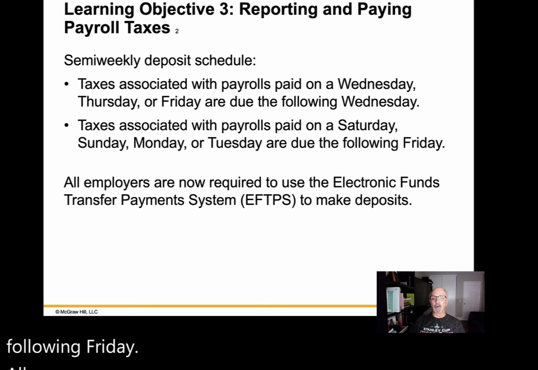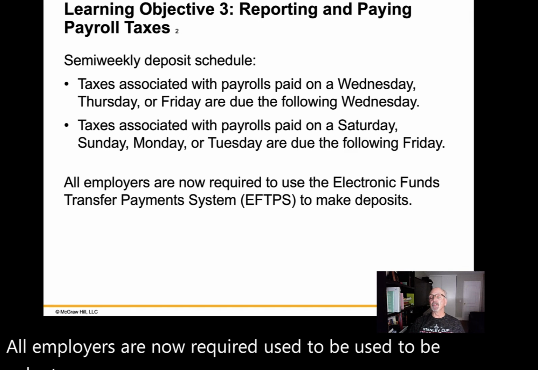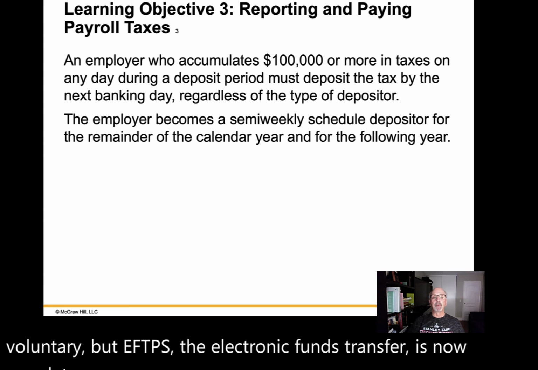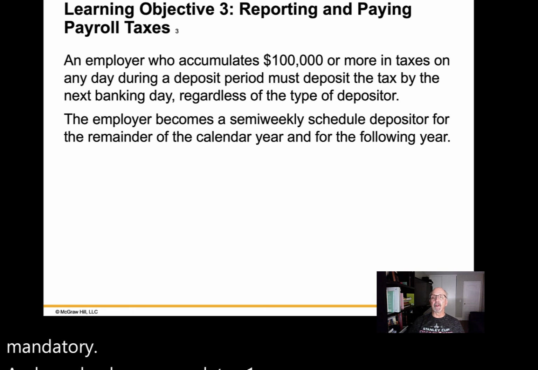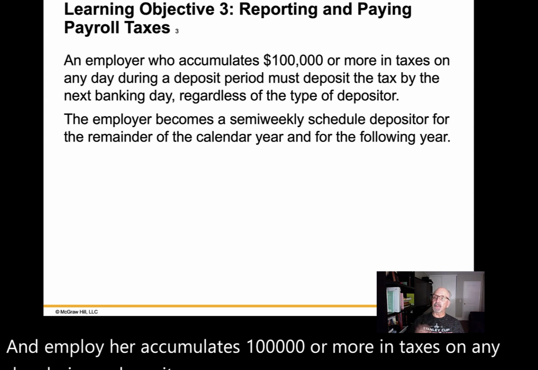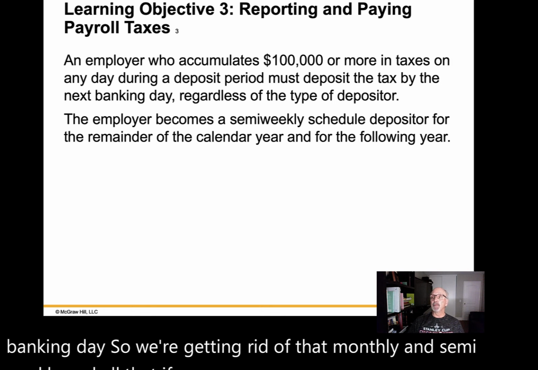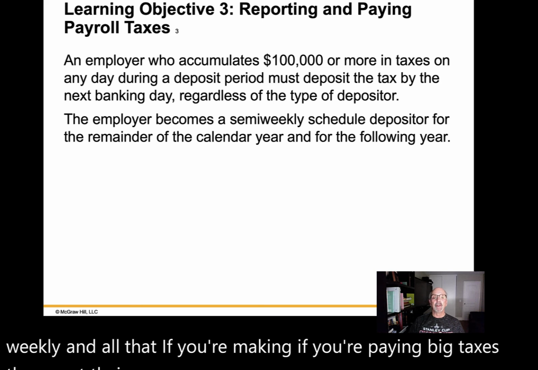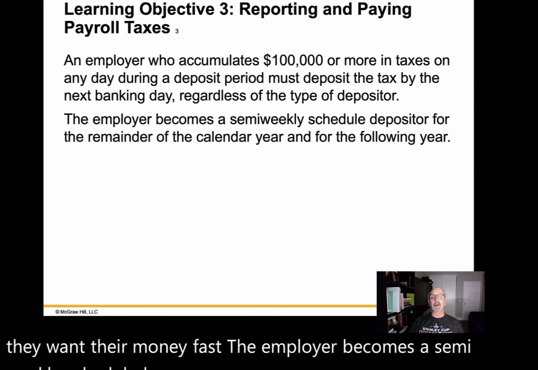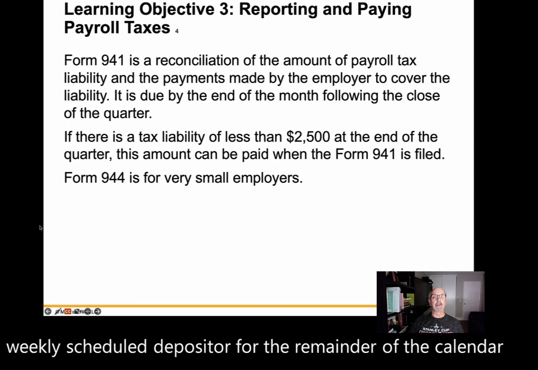All employers are now required, it used to be voluntary, but EFTPS, the electronic funds transfer, is now mandatory. An employer who accumulates $100,000 or more in taxes on any day during a deposit period has to deposit the tax the next banking day. So we're getting rid of that monthly and semi-weekly and all that. If you're paying big taxes, they want their money fast. The employer becomes a semi-weekly scheduled depositor for the remainder of the calendar year and for the following year.